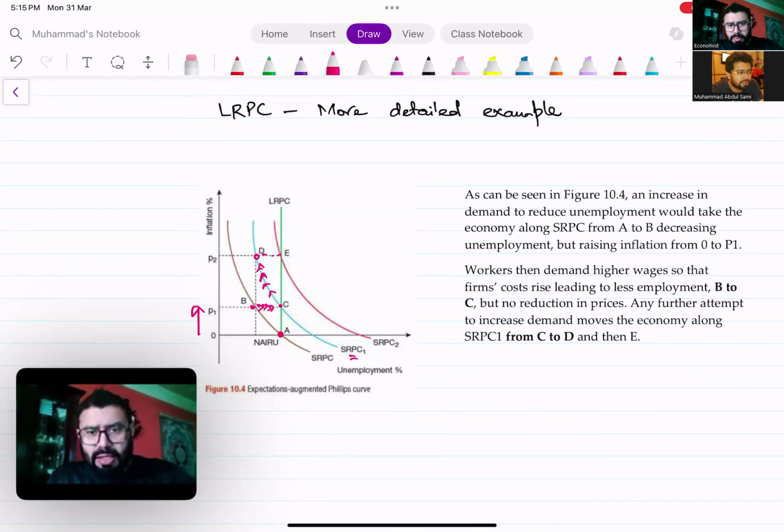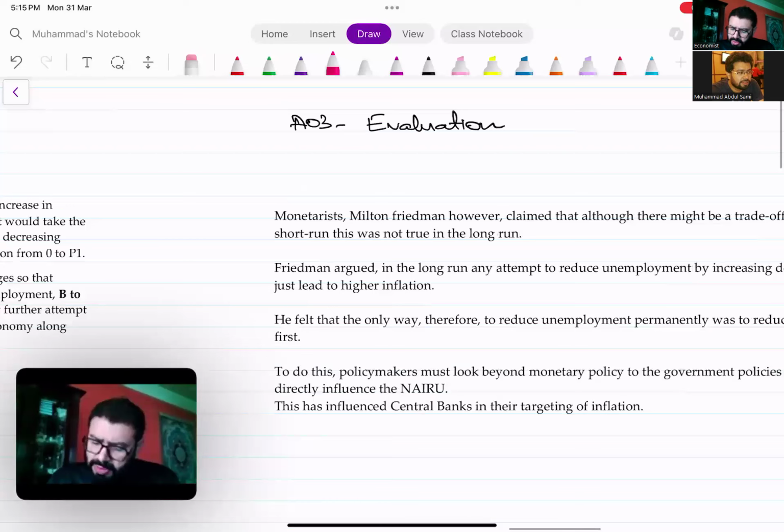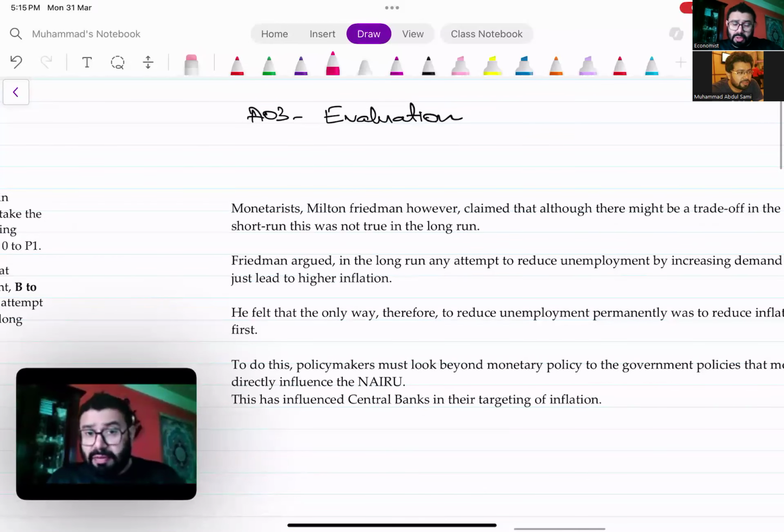If we talk about what we can write in AO3, that is the evaluation part. As far as the evaluation is concerned, we have to know who the monetarists are. A monetarist is an economist who believes that the money supply is the primary driver of economic activity, and that controlling the money supply is the most effective way to manage the economy and to combat inflation. Their core belief is that changes in the money supply have a direct and powerful effect on inflation, economic growth, and overall economic stability.